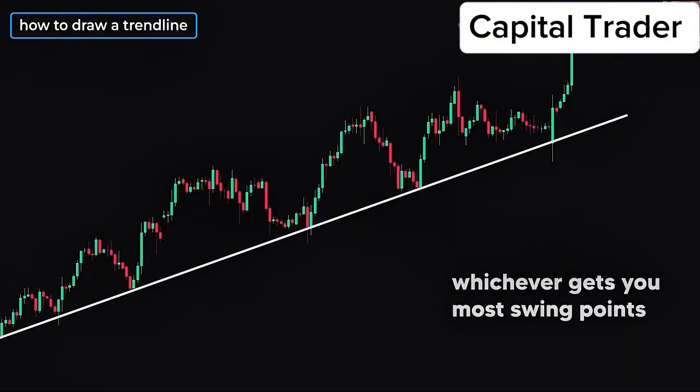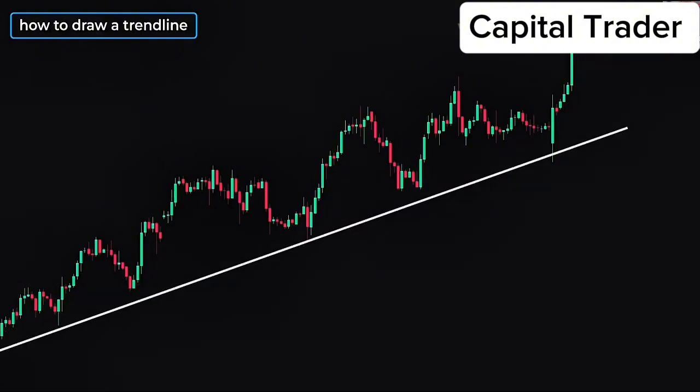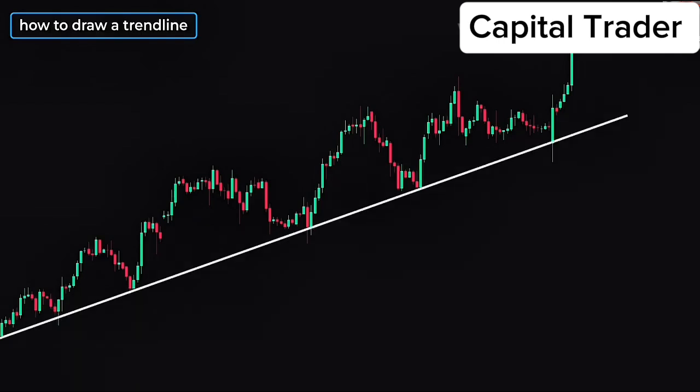Look at this chart here. If we draw a line by connecting the wicks, you will get 3 touch points. Similarly, if we draw the line connecting the bodies of the candles, we are getting a total of 5 touch points. So in this specific chart, we will draw the trend line based on the bodies.